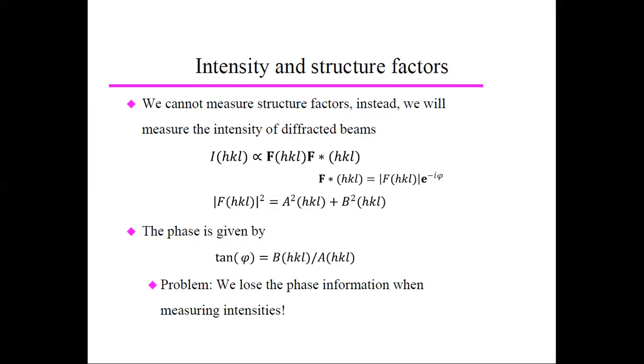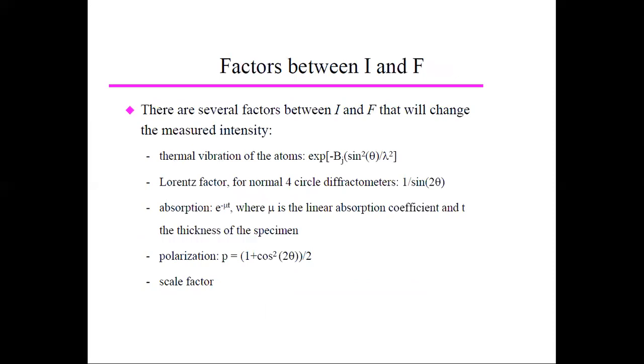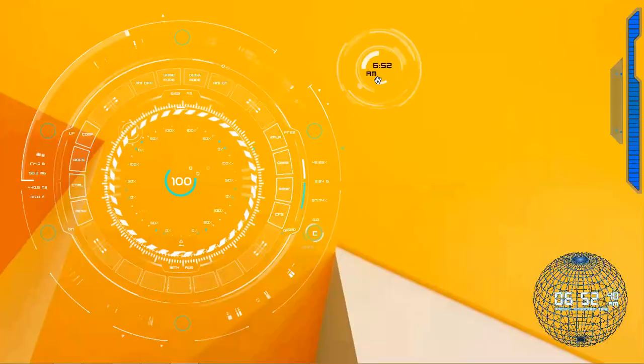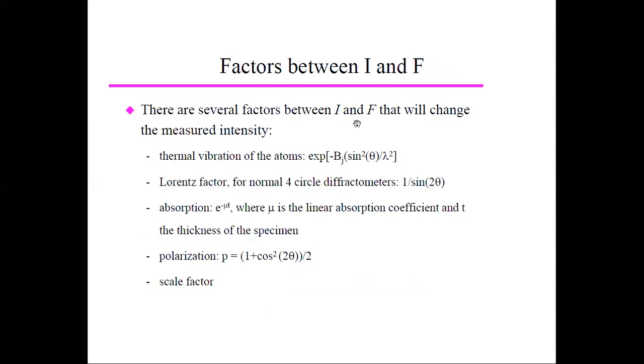The problem is the phase information is lost when measuring intensity. There are several factors between I and F that change the measured intensity: thermal vibration of the atoms, Lorentz factor, absorption, polarization and scale factor. These are the factors between I and F.